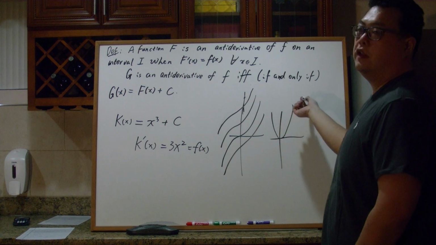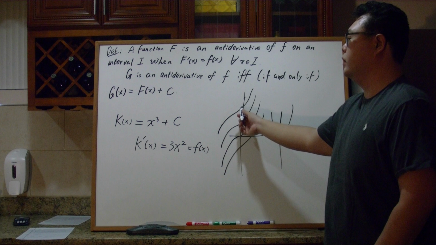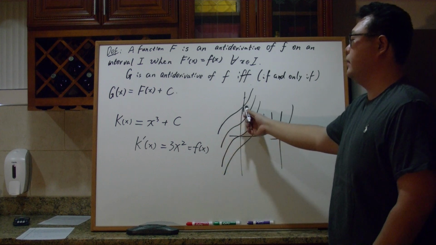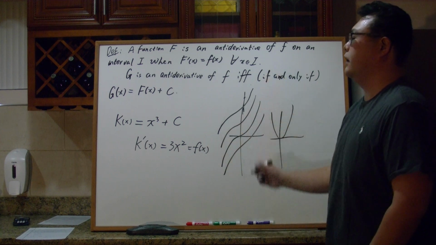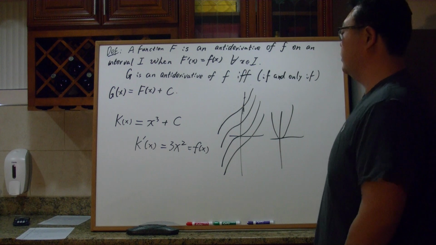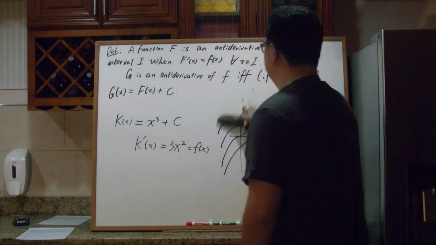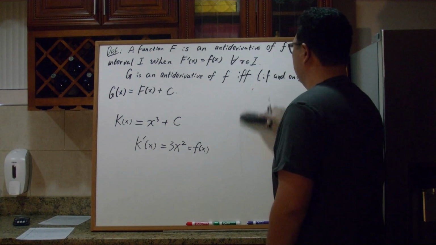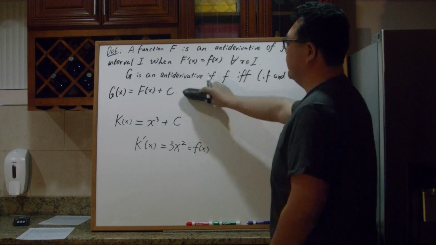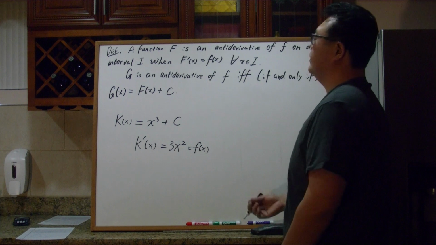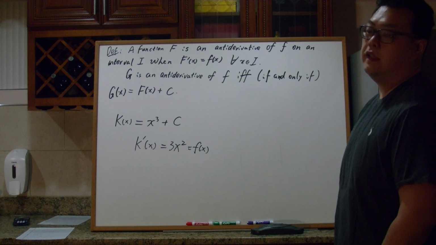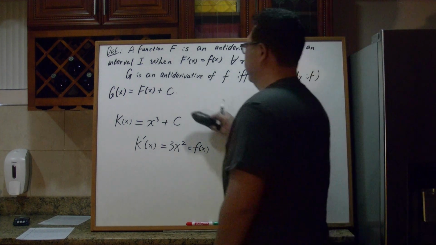The derivative decreases and then increases, which means the original function is concave up, concave down, then concave up. That's what the derivative tells us. And with only a differing constant, g will also be an antiderivative of f.